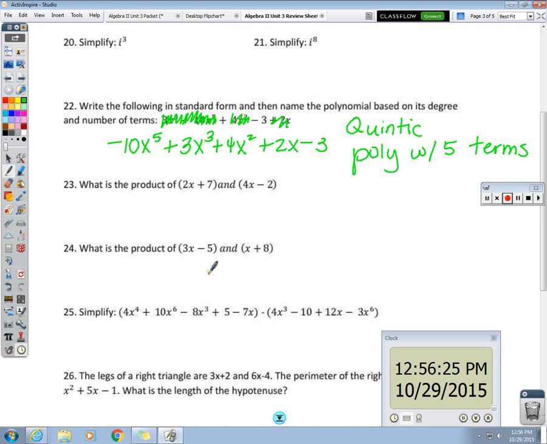Okay, number 23 and 24 are the same type of question. They both are asking for the product. So what are you going to do on those? Multiply. What method? FOIL. So for right now, I'm going to skip them because if we don't get to that, I'm pretty sure you'll be okay with FOILing. Okay, but we'll come back to it if we have time. Let's look at 25.